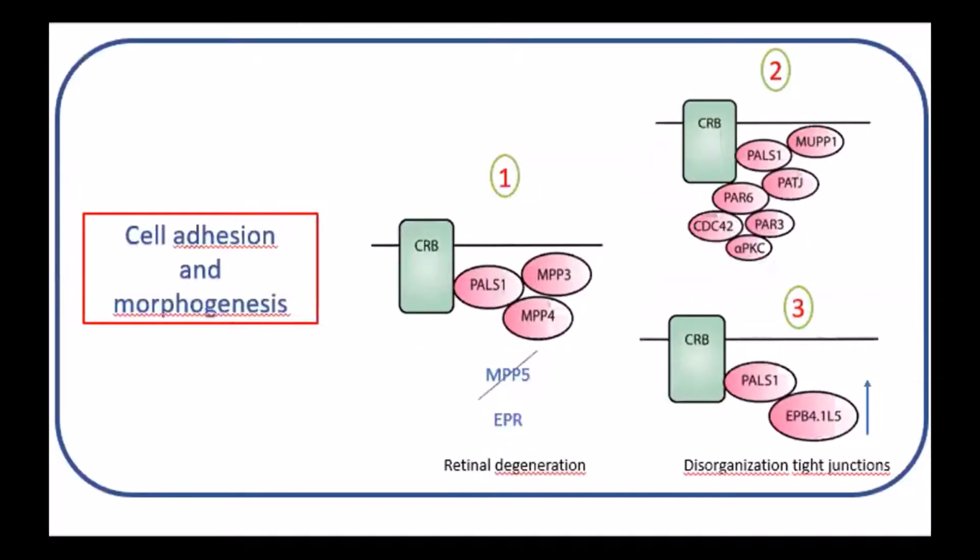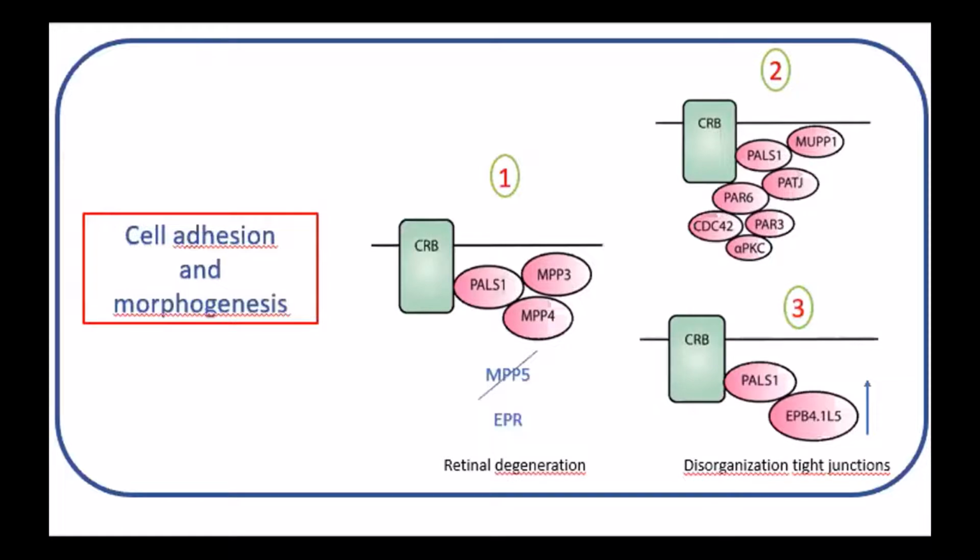About the cell adhesion and morphogenesis, we have 3 scenarios. In the first one, the core CRB complex is formed by the interaction of CRB and protein associated with Lin7-1, Pals1, also known as MPP5. The ablation of MPP5 in mouse retinal pigment epithelium causes early onset retinal degeneration, while ablation of MPP5 in the neural retina does not.